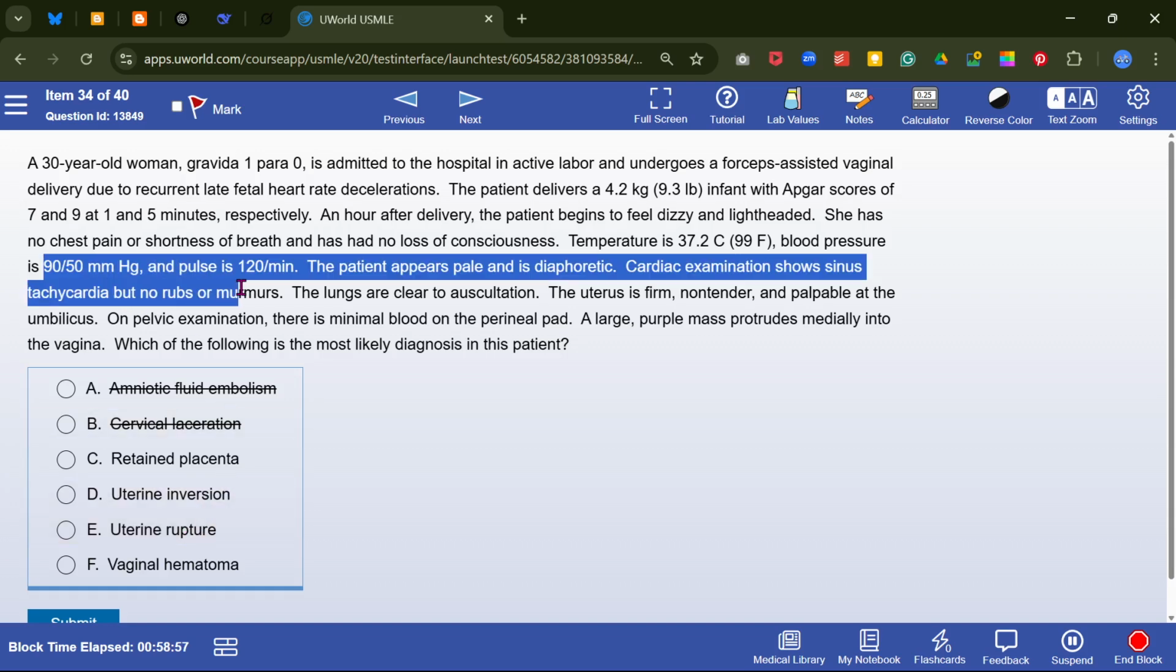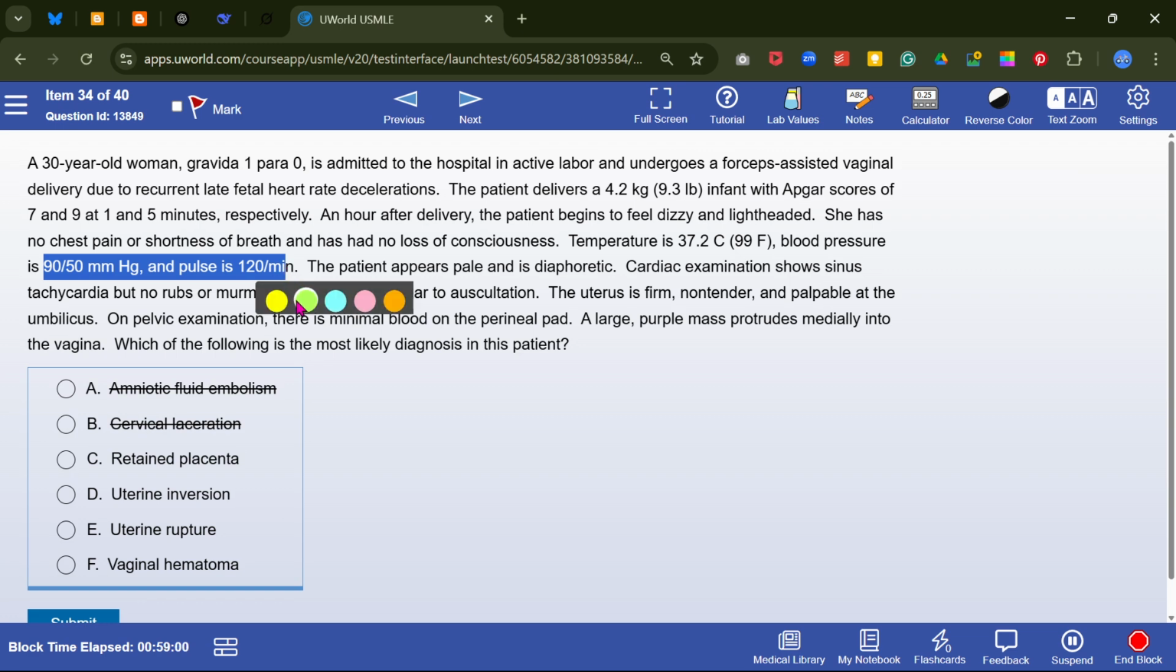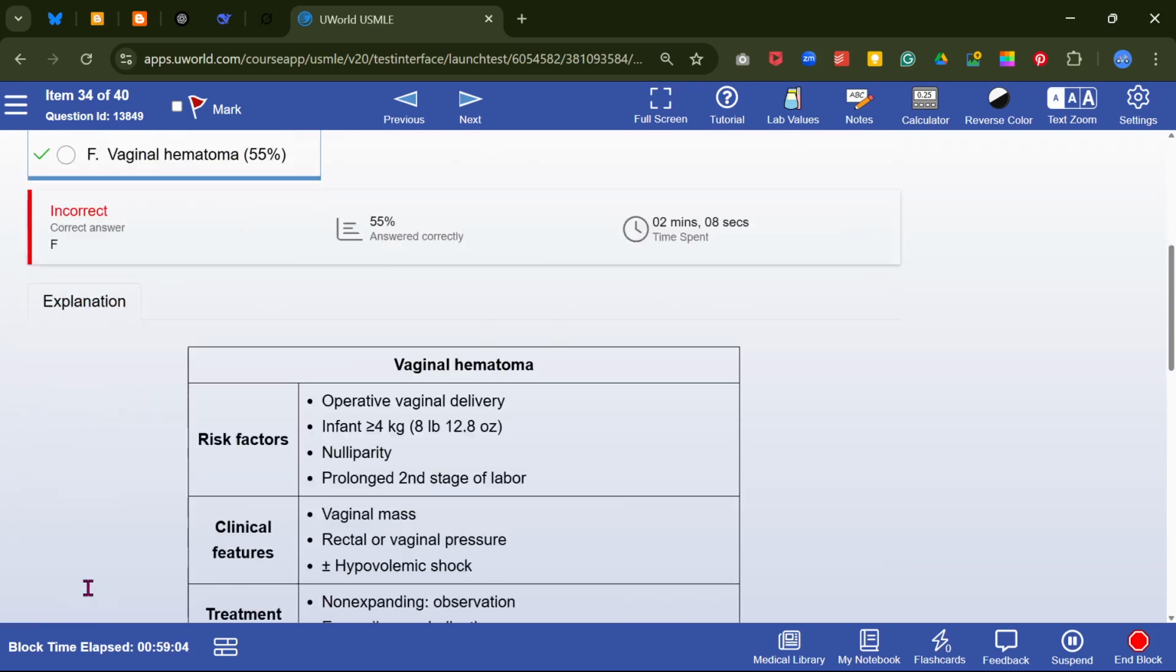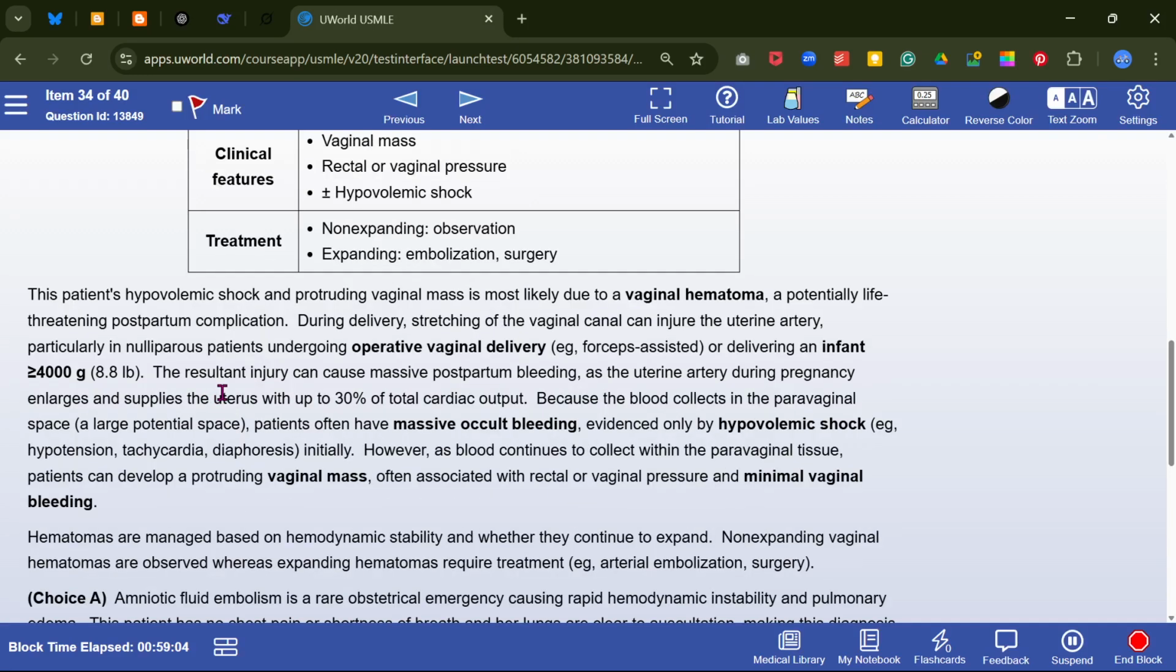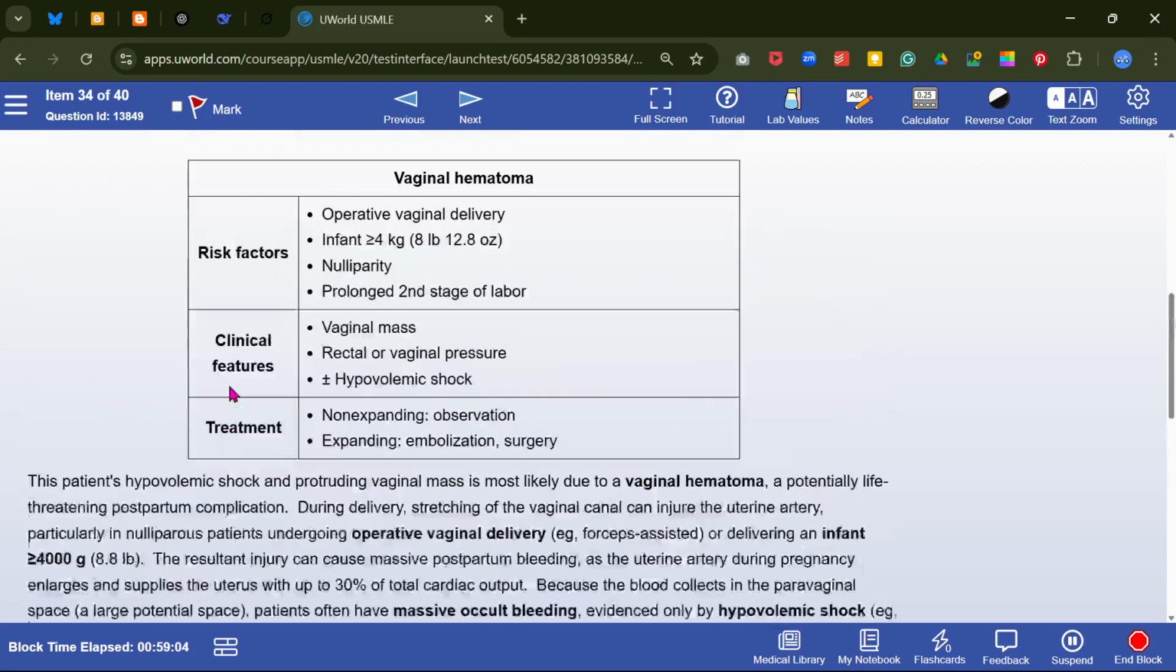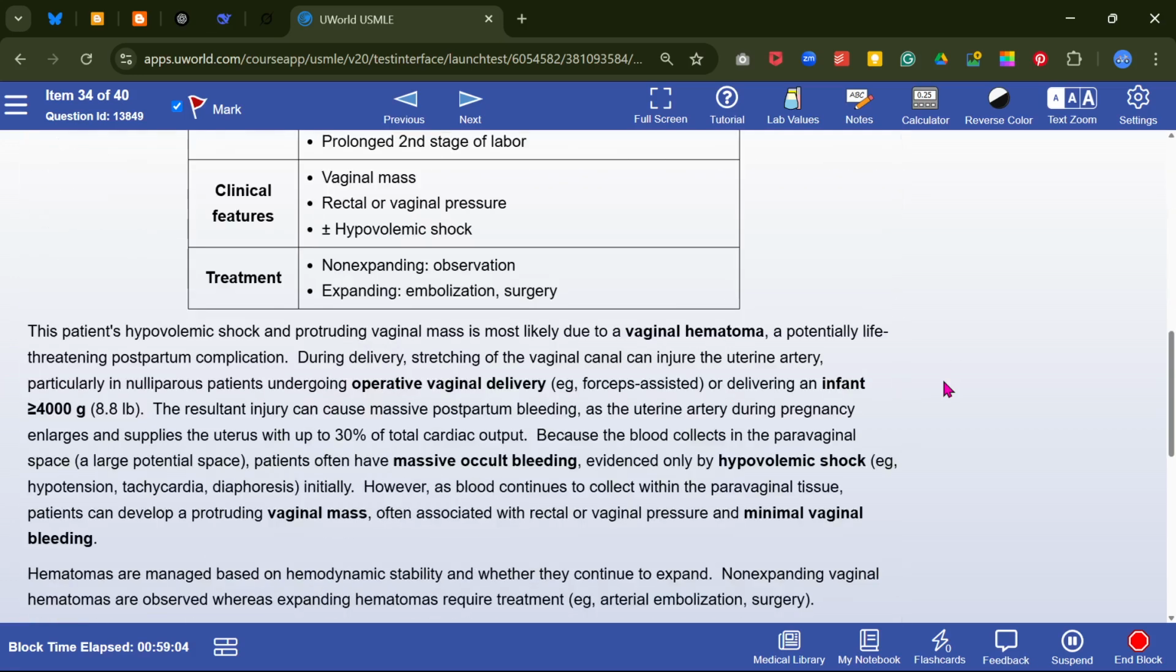Her BP is low, 90/50. So this patient with hypovolemic shock and a protruding vaginal mass likely has a vaginal hematoma, a potentially life-threatening postpartum complication during delivery.